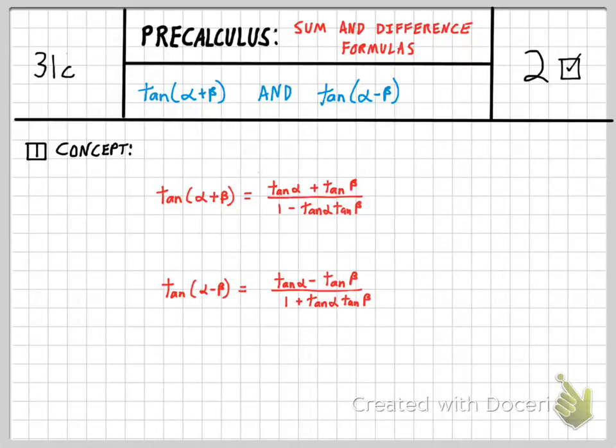This is Precalculus Concept 31C. We're going to look at our last two sum and difference formulas. These are the formulas for tangent of alpha plus beta and tangent of alpha minus beta. Be sure to add these two formulas to your toolkit sheet.